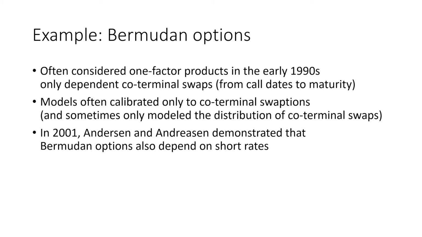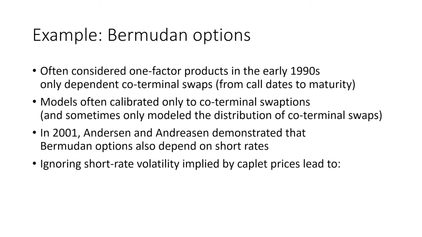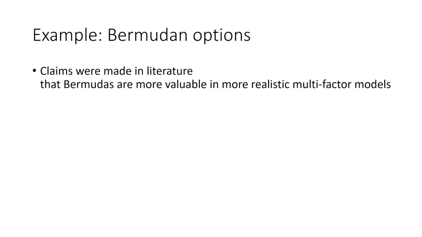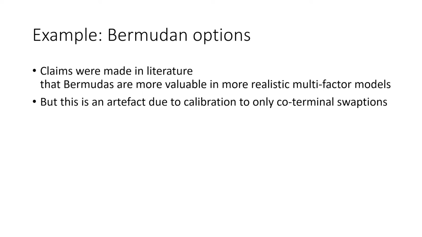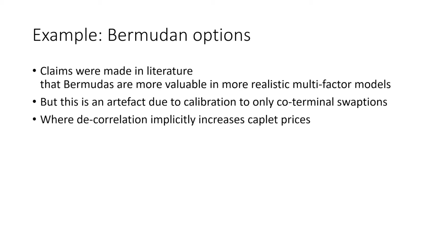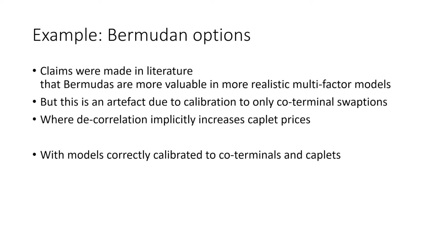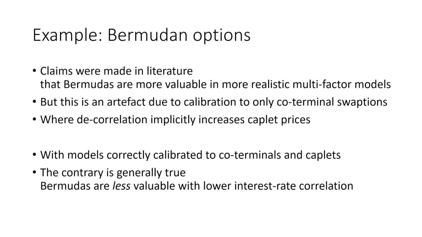In 2001, Jäckel and Rebonato demonstrated that Bermudan options also depend on short rates, and to ignore short rate volatility implied by caplet prices may lead to inaccurate pricing, ineffective risk management, and even incorrect conclusions. Claims were made in literature that Bermudan options are more valuable in more realistic multi-factor models. In fact, this is an artifact due to calibration to only coterminal swaptions, where decorrelation of interest rates implicitly increases caplet prices above market value. But with models correctly calibrated to both coterminal swaptions and caplets, the contrary is generally true.